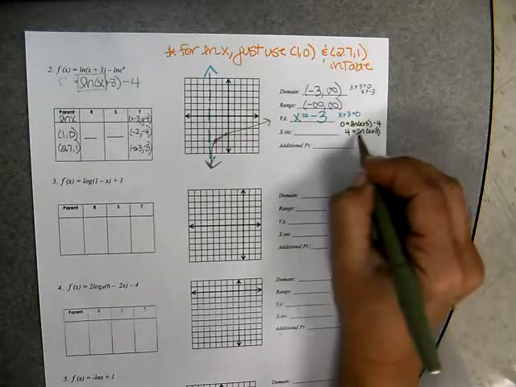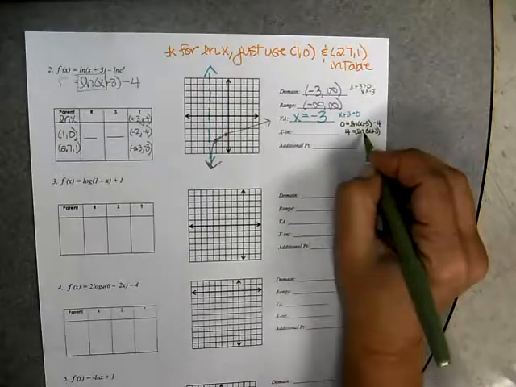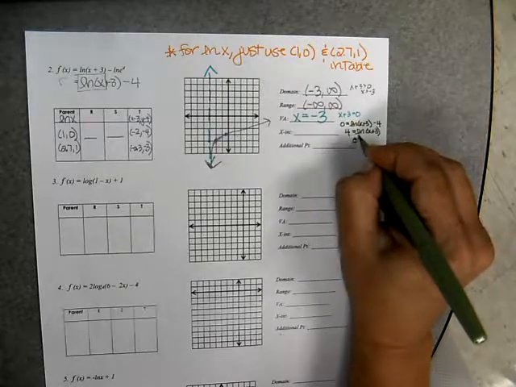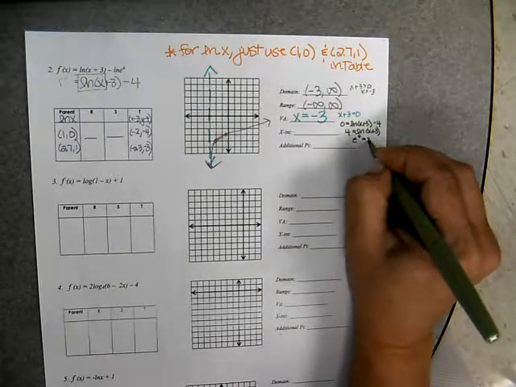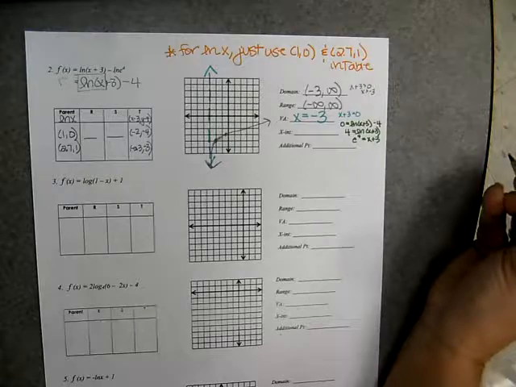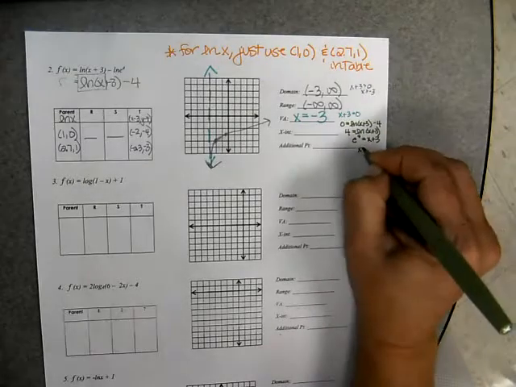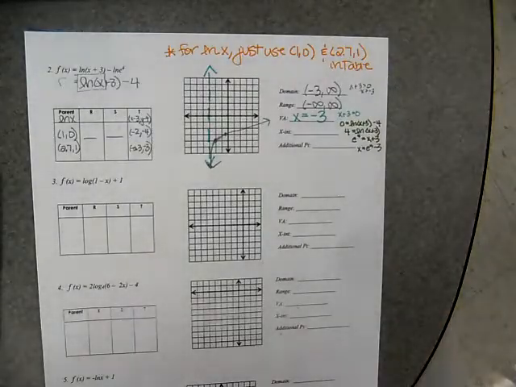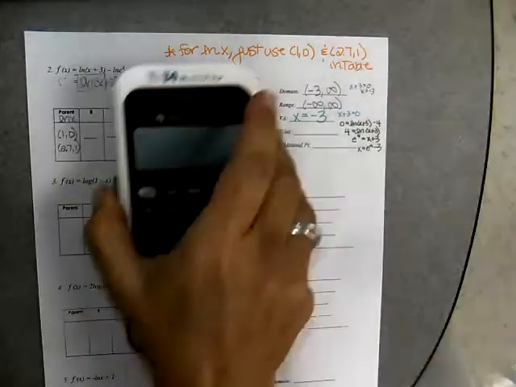What does this look like in exponential form? Well, we know that the base of the natural log is e. So e to the 4th then would equal x plus 3. So that means that my x value would be e to the 4th minus 3. So what would that be as far as that goes?